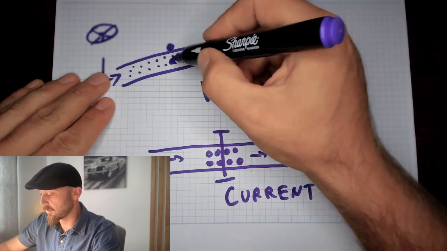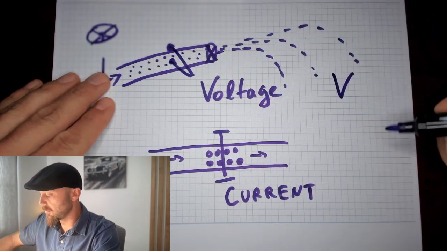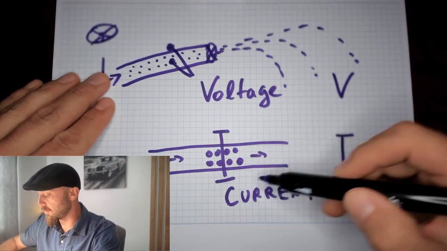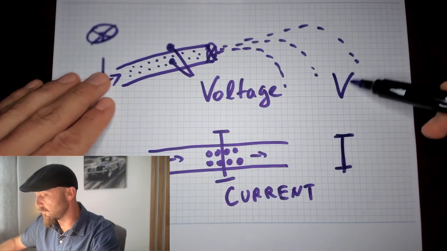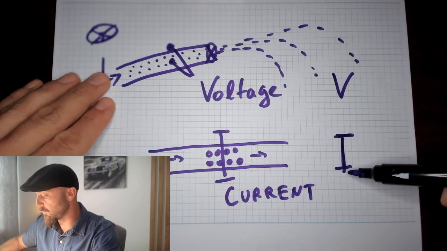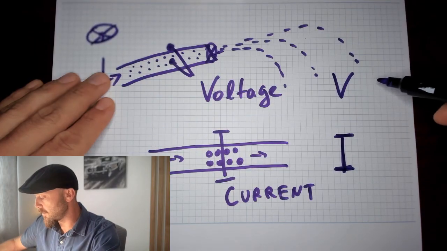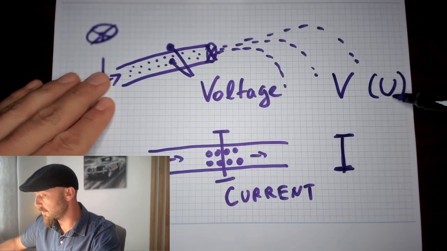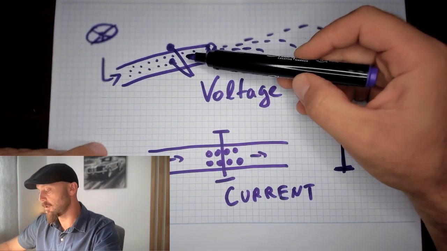Now, I kind of tried to help here because 2 points connected together is a V, whereas one cut in the hose is just an I. The symbol for voltage is V, and the symbol for current is I. In some cases in European literature, you might also see it as a U. So V or U is the same thing. It's actually the voltage, the pressure of electrons.